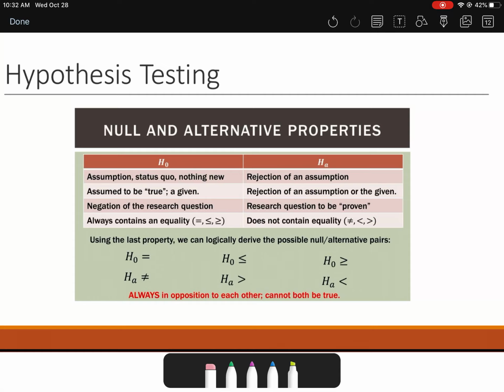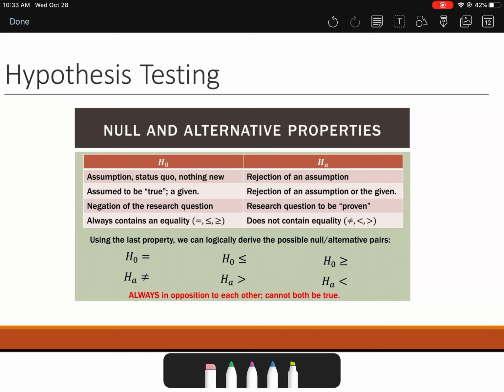Your H sub A or H sub 1, that's your alternative properties. This is a rejection of an assumption, so of the accepted fact. A rejection of the assumption or the given. Research question to be proven. And it does not contain an equality. So that either means it does not equal, it's less than, or greater than.